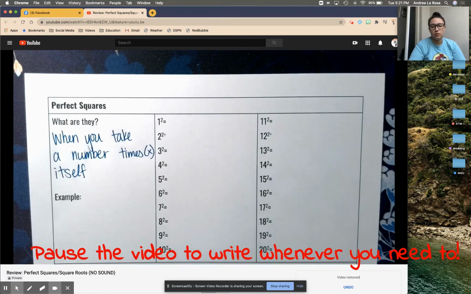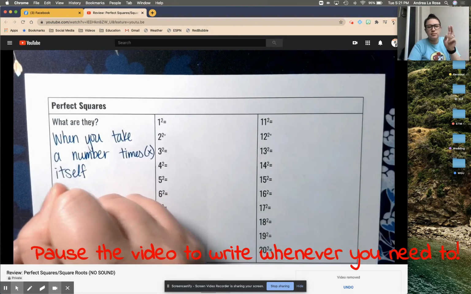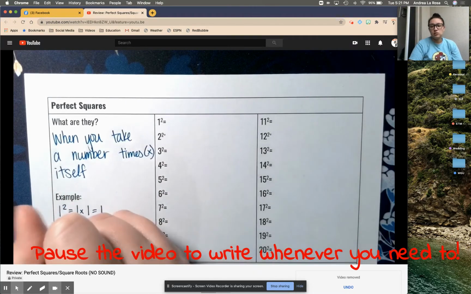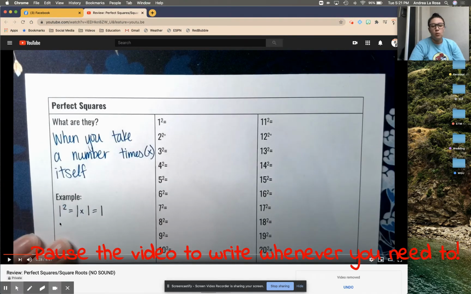So for example, if I were to do 1 squared, that little small 2 up top, that's called a squared. If I were to do 1 squared, that's the same thing as 1 times 1, which is equal to 1. Let me back that up real quick. 1 squared, this little 2 right there, that's what makes it a square, because I take it times itself. 1 squared is the same thing as 1 times 1, which is equal then to 1.